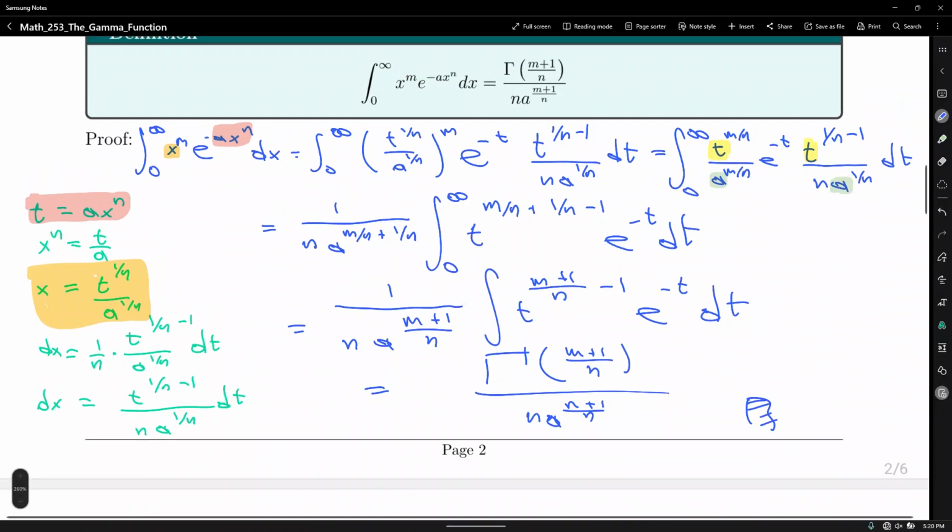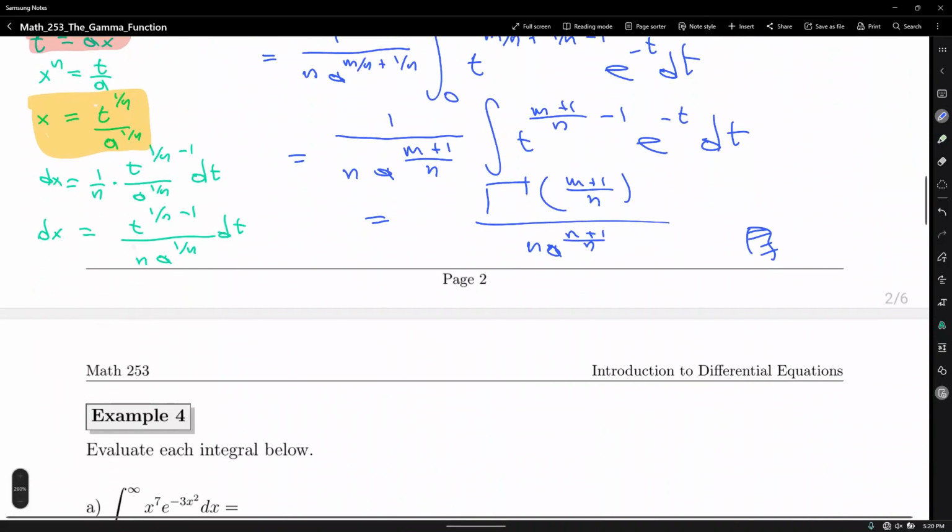But what we care about is how we're going to use this integral, or rather, this formula. So let's see some exercises on the next page.